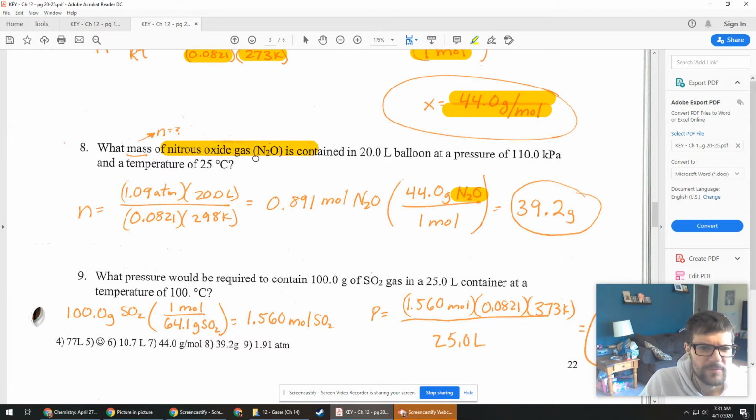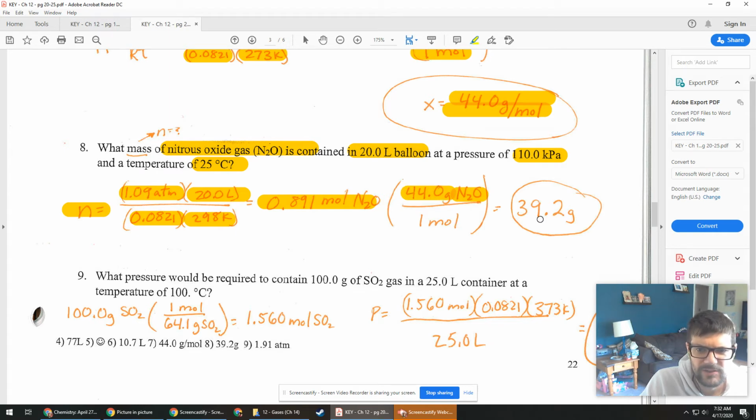So I'm looking for mass, which means I'm going to have to solve for the number of moles because I can relate moles to mass. I've got the volume, 20 liters. I've got the pressure in kilopascals, but I need to convert that to atmospheres. Didn't actually show my work there, but I did convert it to atmospheres. And I've got my temperature, which I convert to Kelvin, and as always, the gas constant. That's going to solve for the number of moles. I'm going to multiply by the molar mass of this particular chemical, and I'm going to get the number of grams.